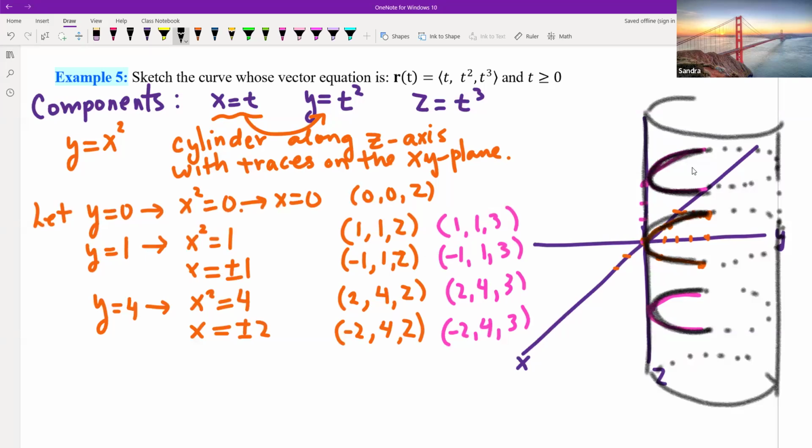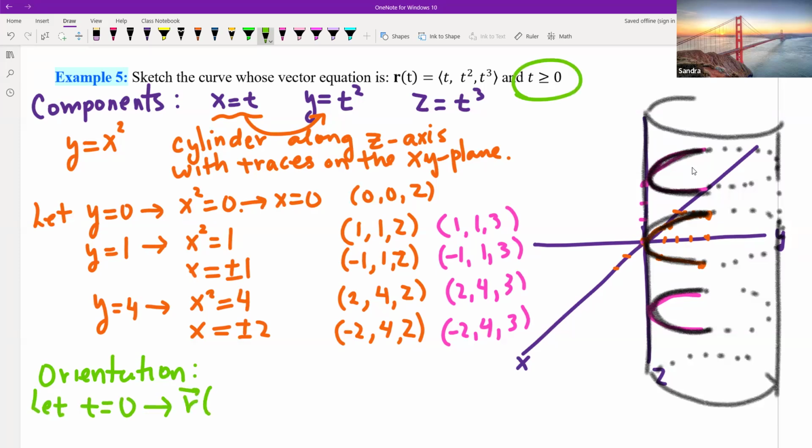Okay, now what I care about is the orientation. Now I have the cylinder, now I care about the orientation. Let me go ahead and do that in green. In order to do that, the orientation, we're going to let t be equal to 0, and we're going to start with that because of this. And so then r of 0, the vector, will be 0, 0, 0. So we're going to plug it in here, remember.